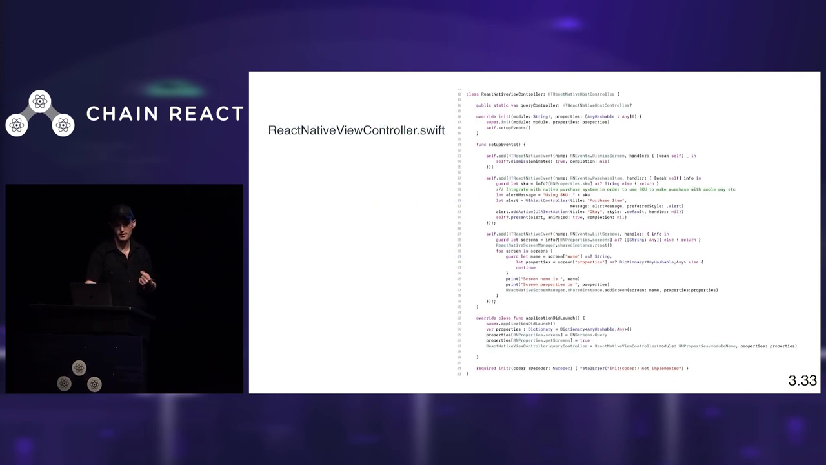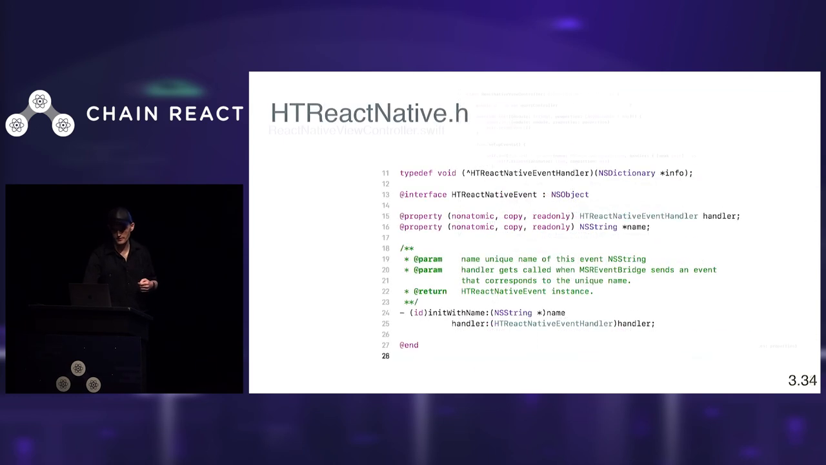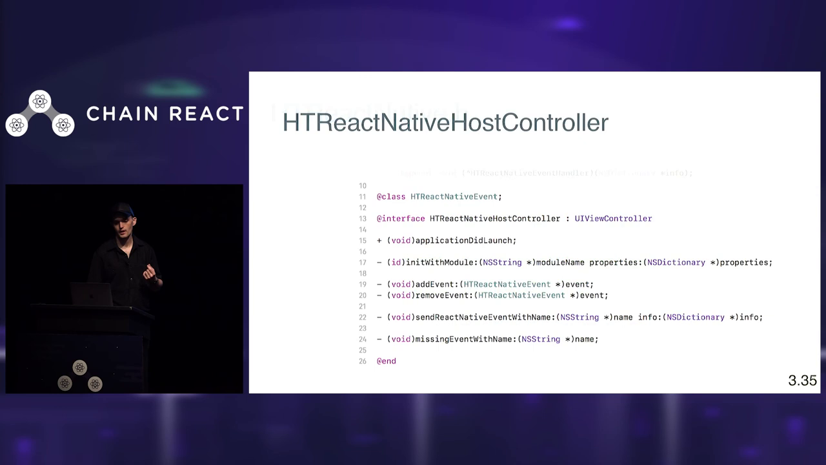ReactNativeViewController.swift, I showed you that earlier. Basically what this does is it handles processing all of the events that get sent back from JavaScript. ReactNativeEvent is some Objective-C code that I wrote to handle an event. It's basically just a string and a callback function, which is the handler in this example. ReactNativeHostController is the parent class of ReactNativeViewController.swift. It defines the interface that you're going to use for adding and removing events, or telling React Native that the application did launch. It also has a way for you to insert data into a React Native view after you've displayed it.